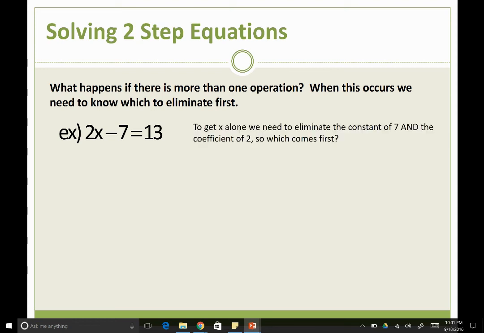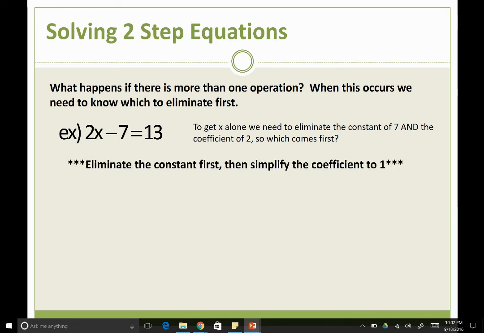Well, we've got to determine order now. When we only had one thing to get rid of, there was no order. It was just that thing. But now we have to decide which do we get rid of first, the constant negative 7 or the coefficient of 2. The easy way to remember this is it always goes in the same order. Eliminate the constant first, then simplify the coefficient to 1. Eliminate the constant, simplify the coefficient to 1. That's going to be our order every time we come across the two-step equation here.